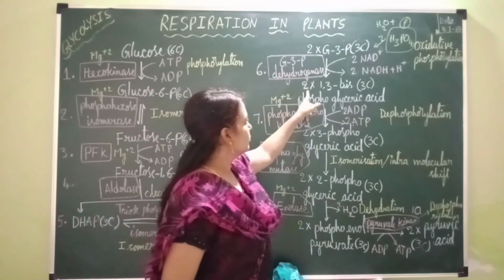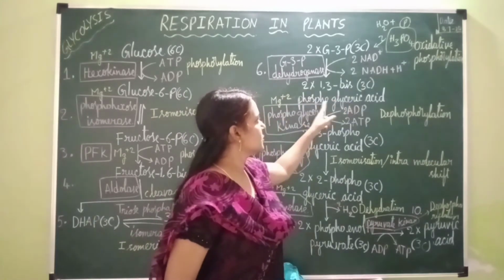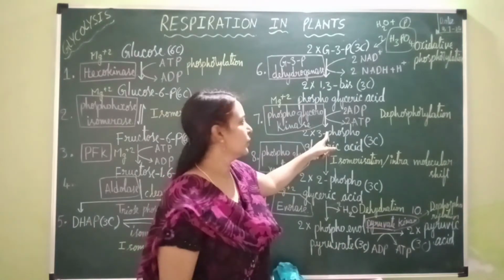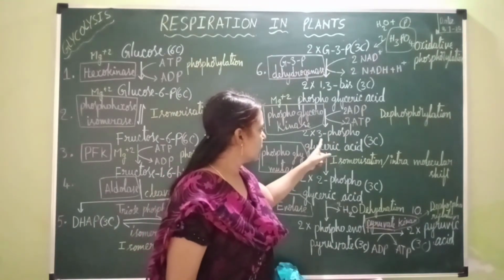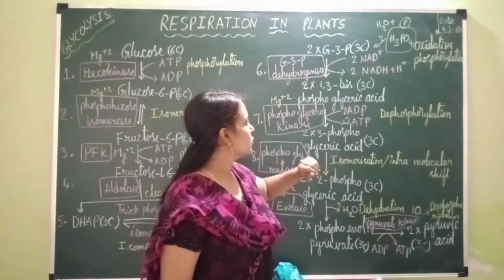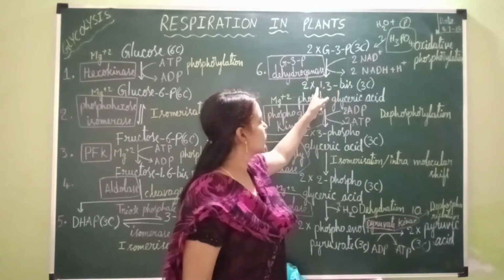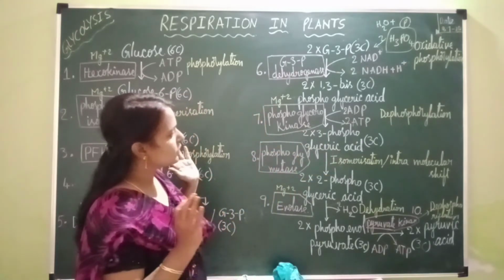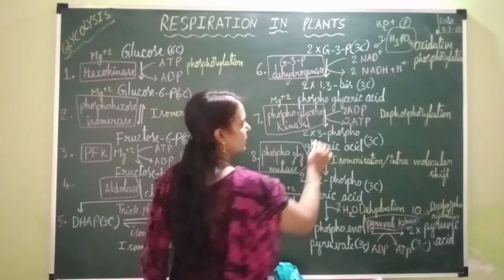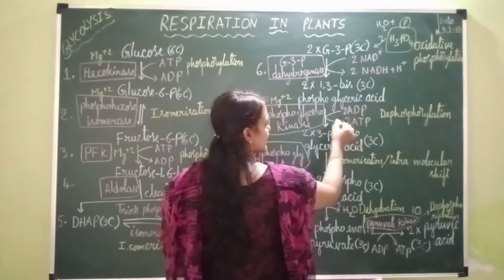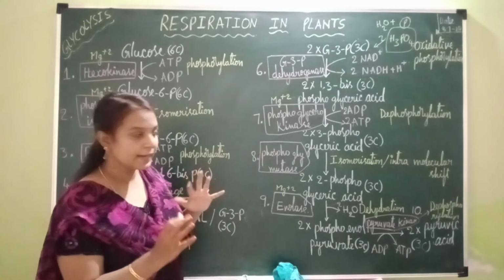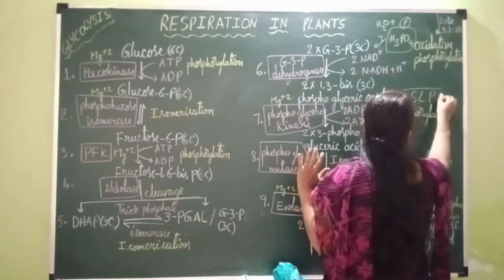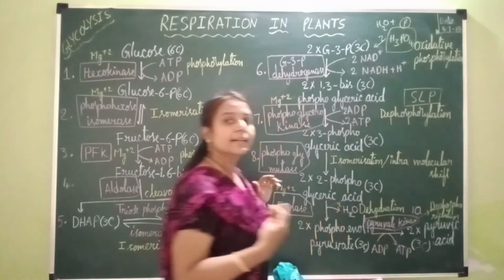Okay, now in the seventh step, two molecules of 1,3-bisphosphoglyceric acid undergo dephosphorylation, that is removal of phosphate group, into two molecules of 3-phosphoglyceric acid. Where is this phosphate removed from? It is removed from first position. So it has become 3-phosphoglyceric acid. When this phosphate is removed, it is transferred onto ADP, so that ADP has been converted into ATP, so that ATP is formed. This step is also called SLP, substrate level phosphorylation, or direct formation of ATP.